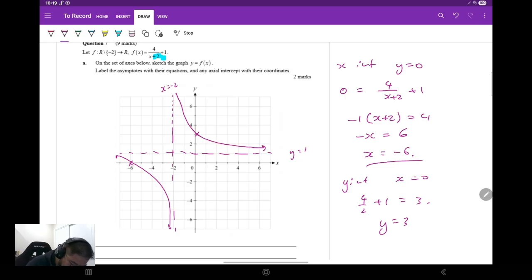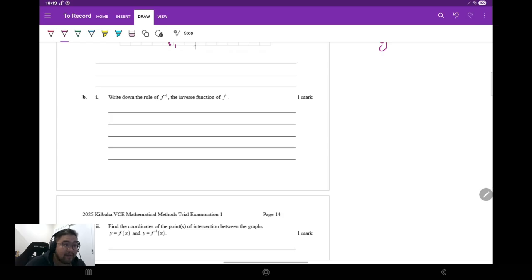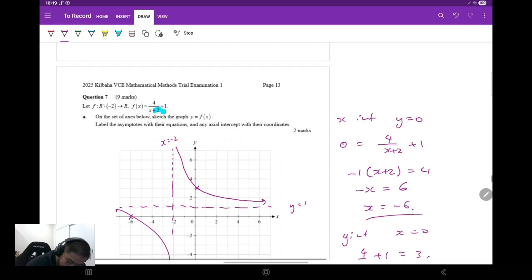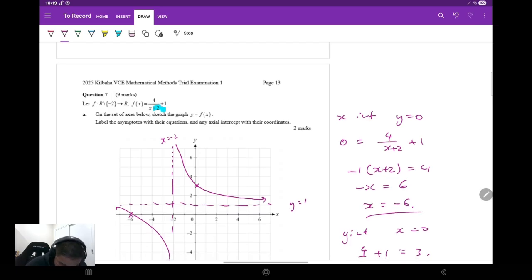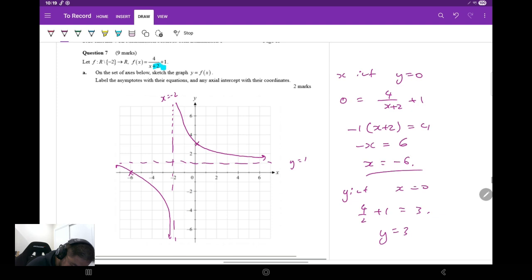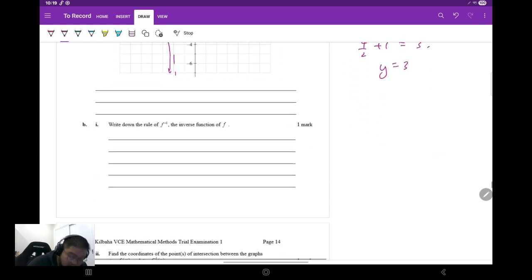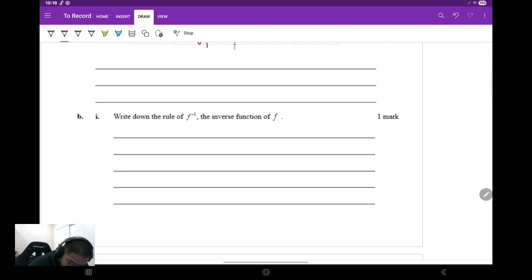All right. Write down the rule for the inverse function of f. Now, for this one here, we need to be very careful because it doesn't look like there is any sort of overlap. So what we can do is just switch the x and y coordinates. In this case, if we switch the x's and y's, we get x = 4/(y + 2) + 1.